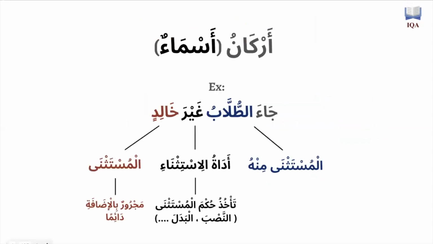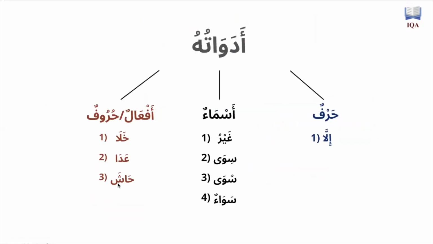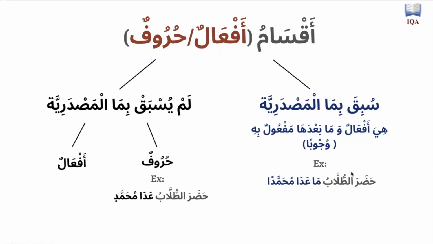So if one of these three is preceded by what's called ma al-masdariya, then it needs to be treated as a verb, and it's not going to be treated as a harf. So here: أفعال وما بعدها مفعول به وجوبا. When it's preceded by ma al-masdariya, it is going to force the noun coming after it, the mustathna, Muhammad, to be a maf'ulun bi, and it's going to be mansub. So حضر الطلاب, the students, they attended, they were present.